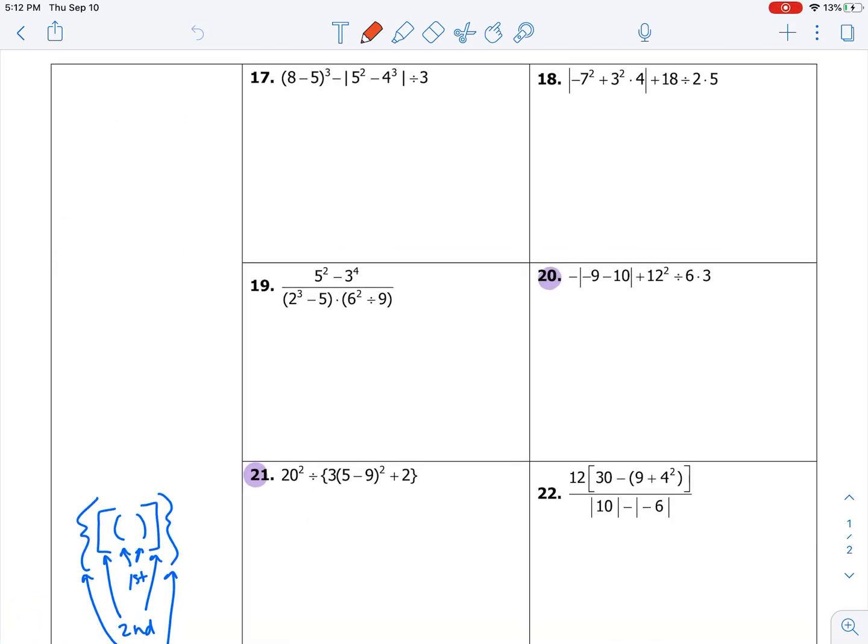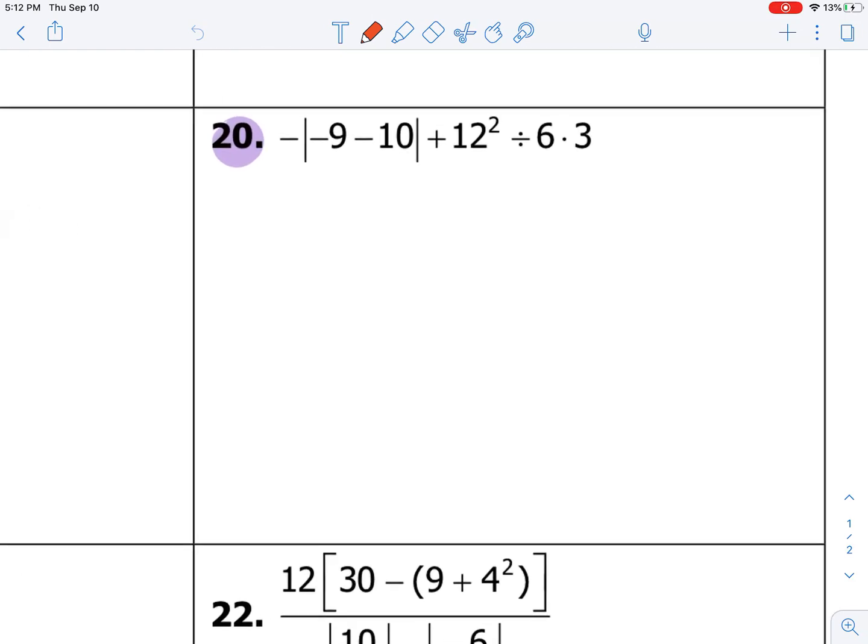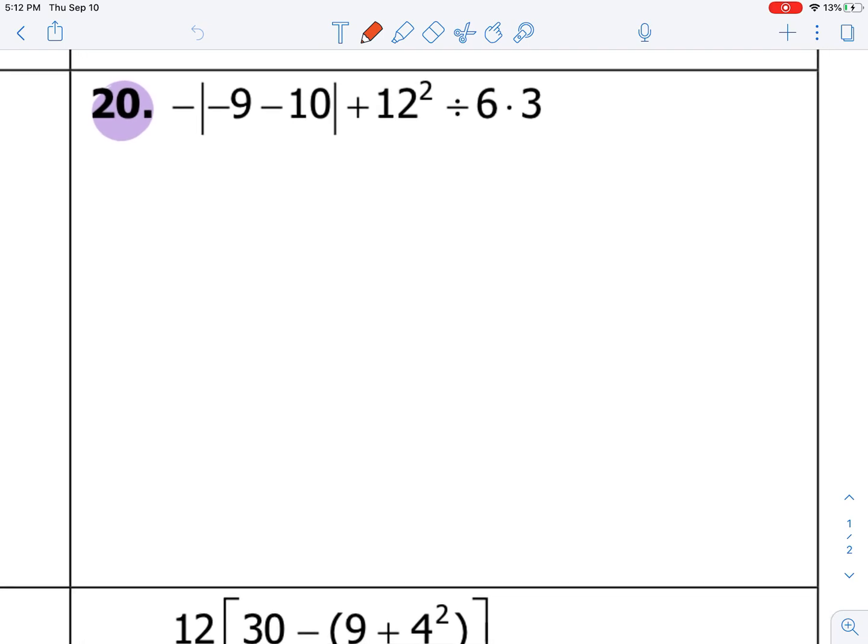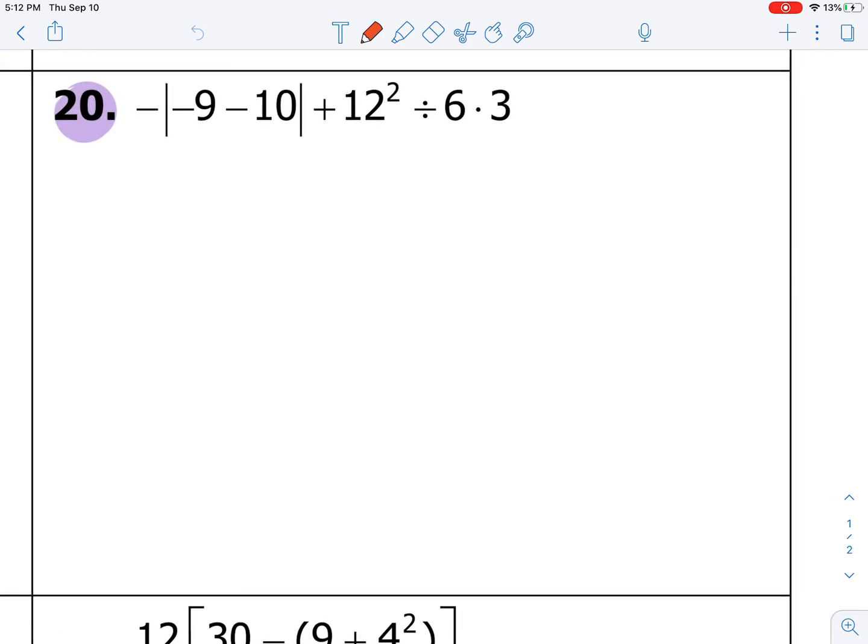So now we are on the second page of the order of operations sheet. This should be attached to the same place where this video is attached. So here we see we're going to do number 20 next. And remember, we treat absolute value bars just like we treat parentheses. We do what's inside of the absolute value bars first.